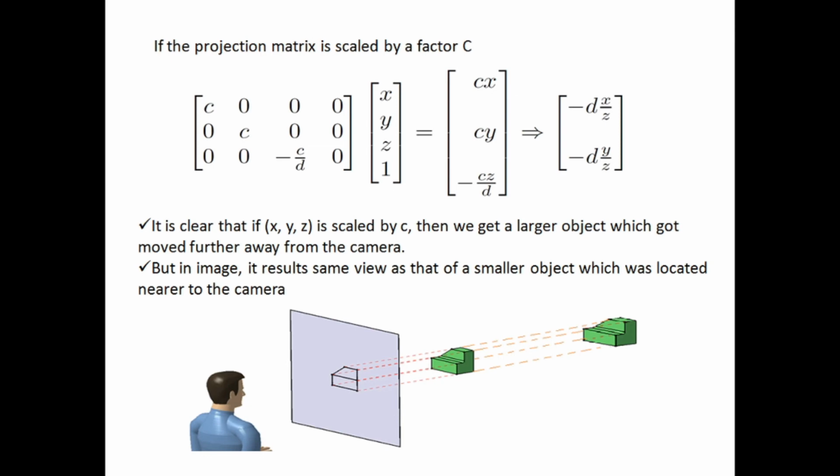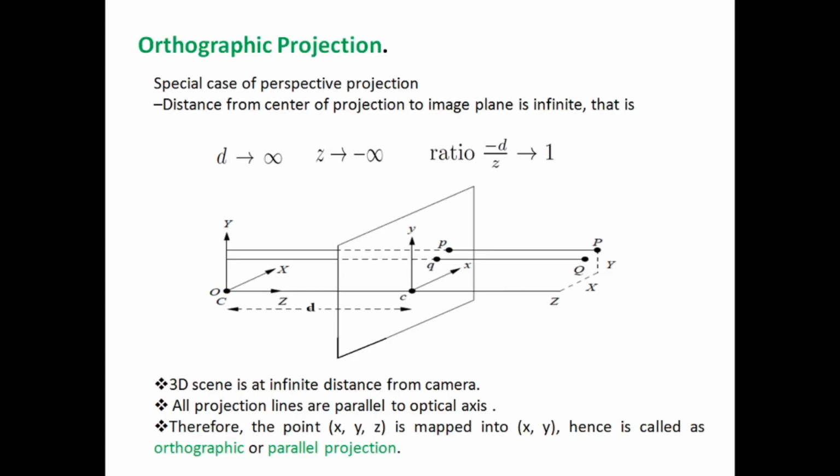So what is the next camera model? The next camera model is the orthographic projection camera model. In the case of orthographic projection, what is happening? The distance from the center of projection to the image plane is infinite. As if the center of projection, or the camera lens, is placed here. In the previous case, the distance from the virtual image plane to the center of projection was of finite quantity. But here the distance is moved towards infinity. That means it is very far away from the origin.